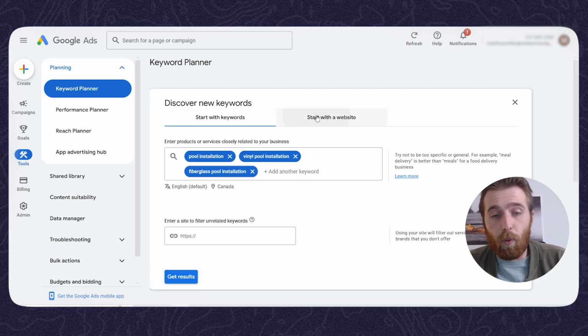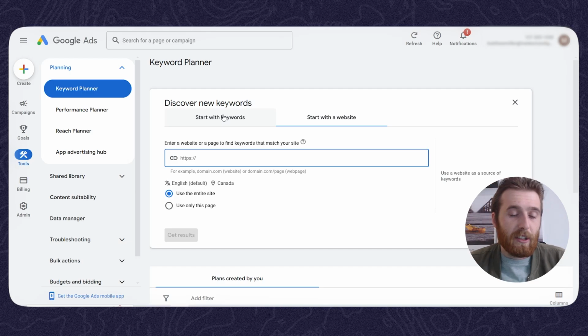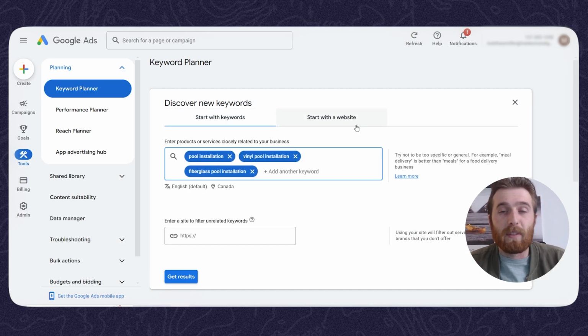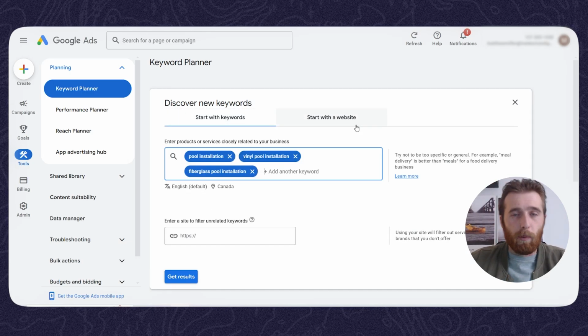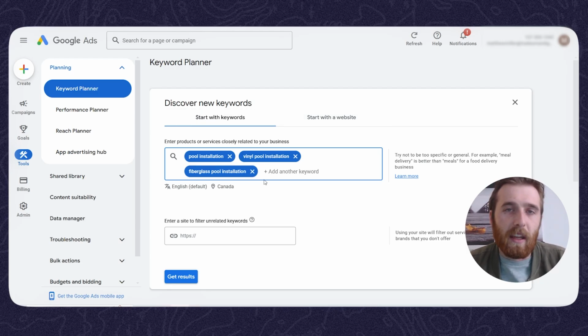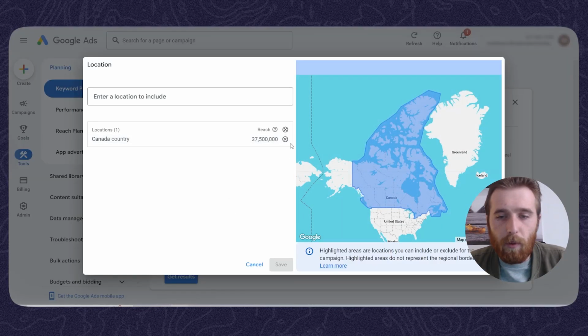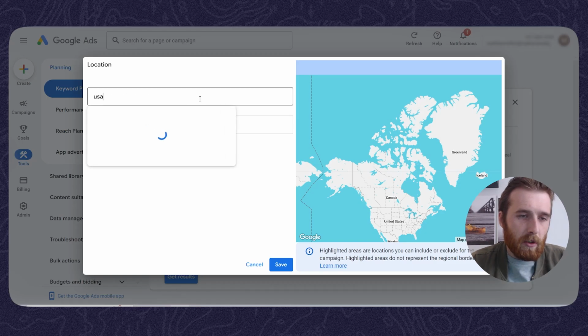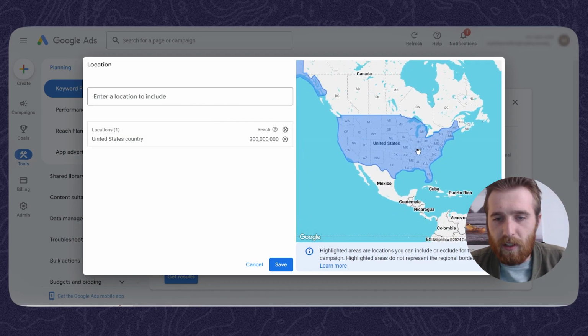You could also start with the website as well. I find it doesn't do a great job at actually going after these specific keywords you want to go after. It just takes a whole bunch of data from your website and tries to come up with keywords for it. Sometimes it works, sometimes it doesn't. I would just save yourself the headache and just put in the keywords and products and services you want to go after. For this one, we're going to geo-target. Let's do the entire US, just for the sake of example.